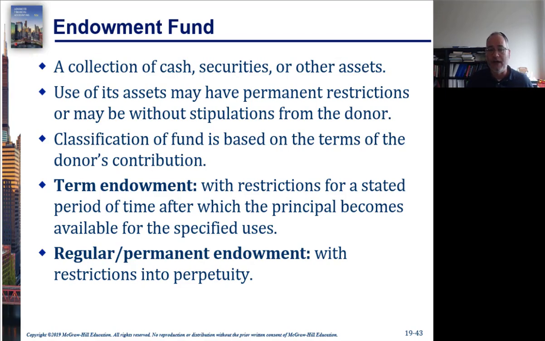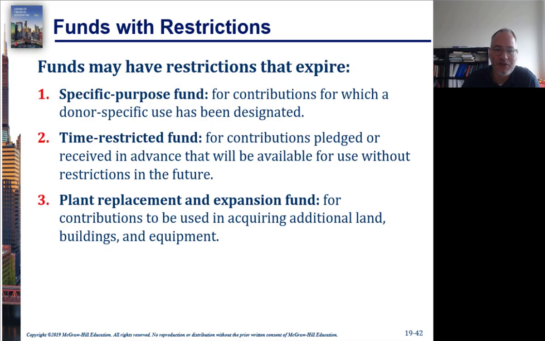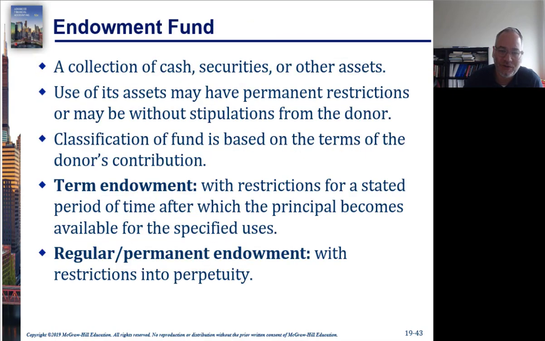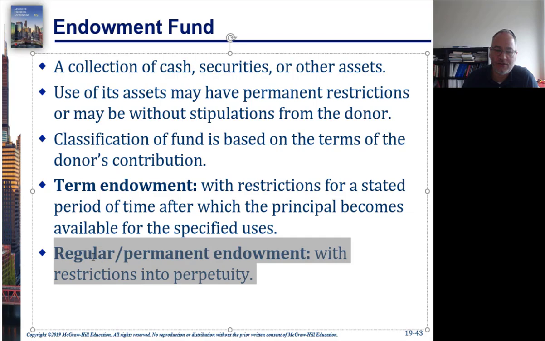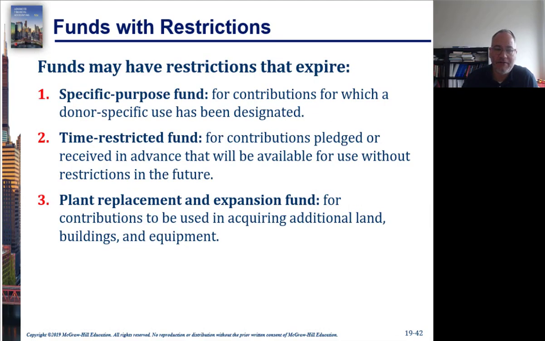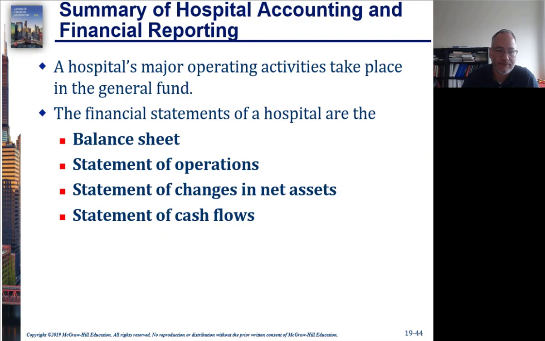Term endowment would be a period of time, and that would be not really an endowment. That would be a time-restricted fund. So when you say endowment, it means a permanent endowment. Restrictions into perpetuity. Because by definition, and it's not really clear here, otherwise it's a time-restricted fund. And all your activities are going to take place in a general fund. Next video, I'm going to show you how the journal entries work.